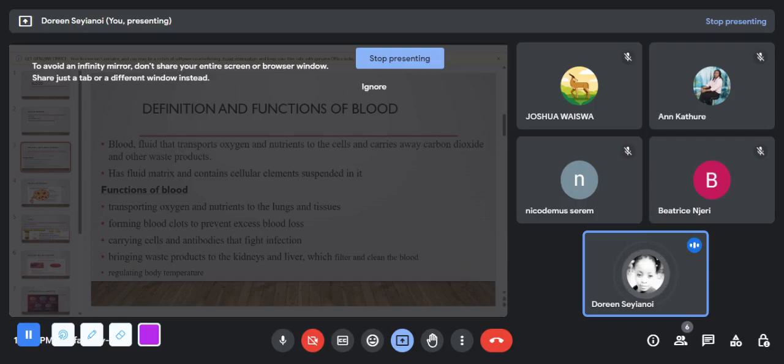Some of the functions of blood include transporting oxygen and nutrients to the lungs and tissues, forming blood clots to prevent excess blood loss. Yeah, that is the role of platelets. Carrying cells and antibodies that fight infection. That is a role of the white blood cells. Bringing waste products to the kidneys and liver, which filter and clean the blood, and also regulating body temperature through the processes of vasodilation and vasoconstriction.